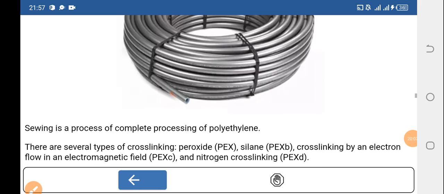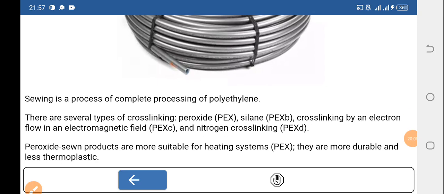So this material, sewing, is a complete process of polyethylene. There are several types of crosslinks. Peroxides, which is PEX A. Then we have silane, which is PEX B.